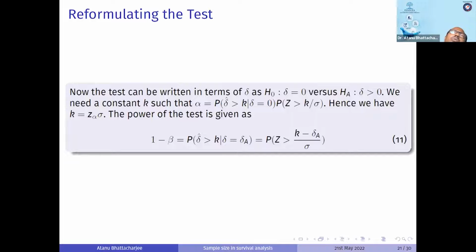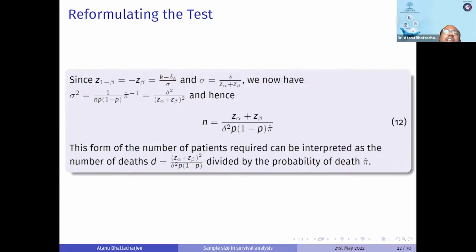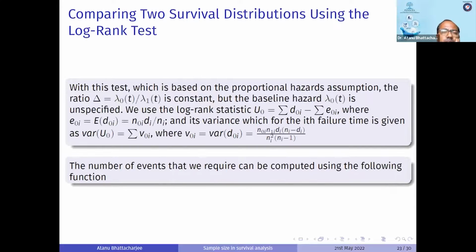Once the alpha value and 1 minus beta values are in place, you can calculate the sample size. The sample size calculation takes the form n equals (z alpha plus z beta) divided by delta squared, p multiplied by 1 minus p, with pi. This says that by reformulating the statistical test, you can make the comparison.